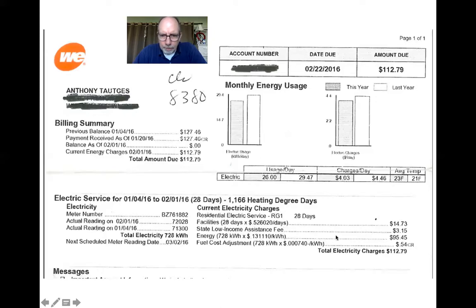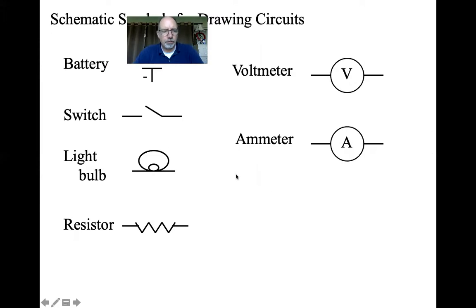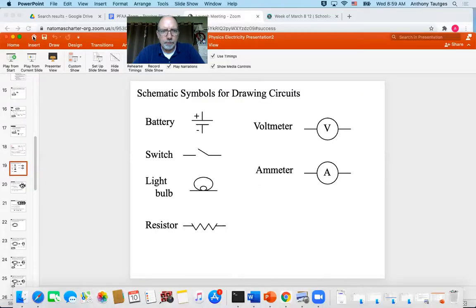But here's what I want to focus on: 728 kilowatt hours times the charge per kilowatt hour. I want you to do a little investigation and find out how much it costs to run some of your stuff. We'll get to this later, so never mind about that. I'm going to stop sharing for a moment.